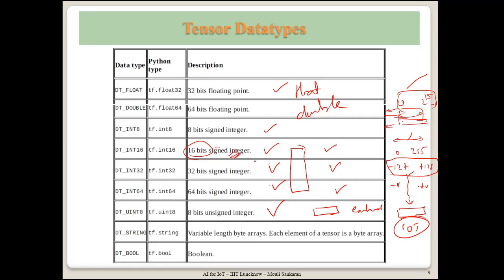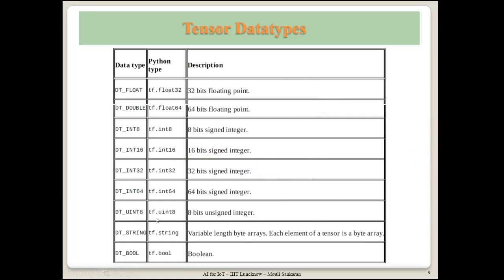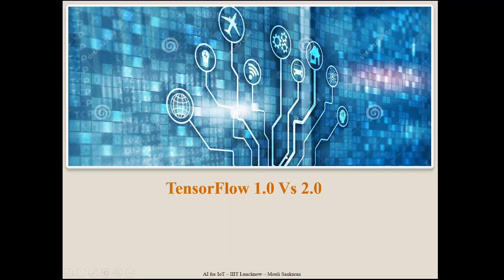That's the reason they didn't go for a different data type here, which will complicate their implementation details also, because they are optimizing it. So that's how it has been decided. Okay, so you can have variable length byte arrays or a boolean. Okay, these are the basic data types supported by tensor.